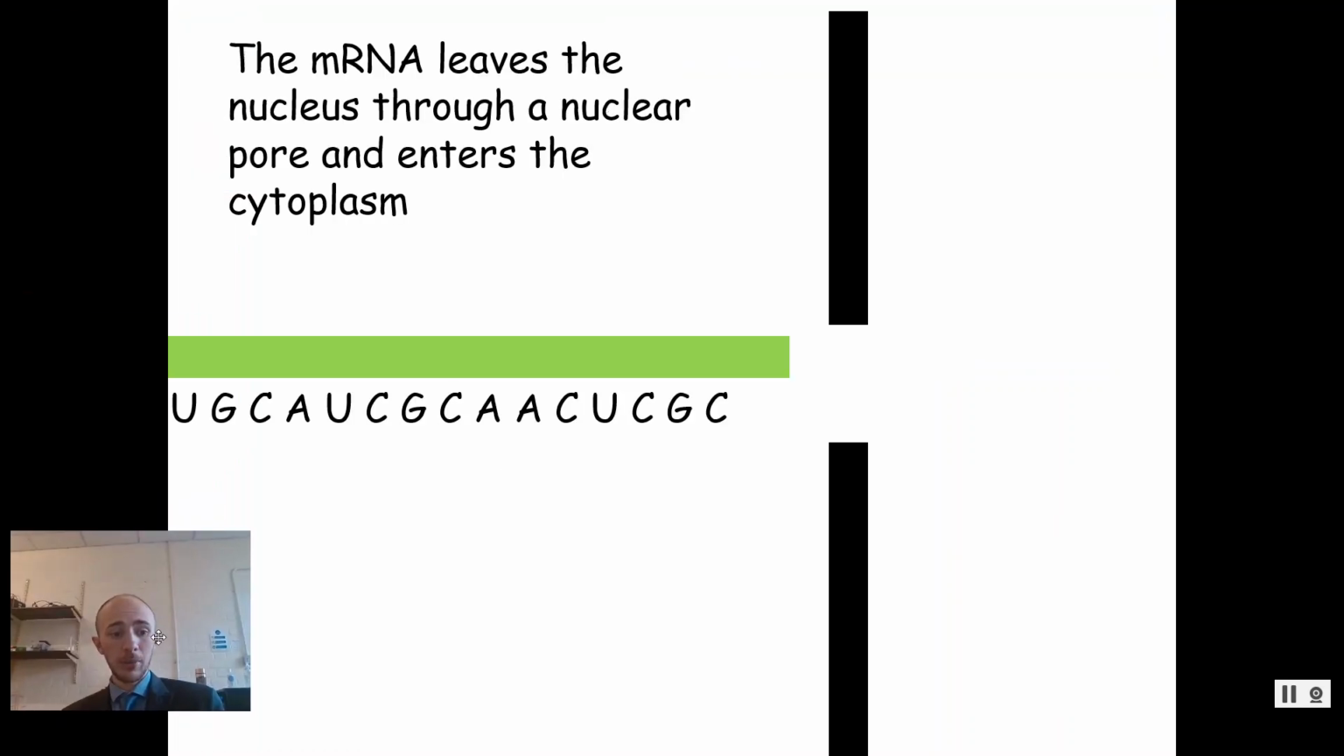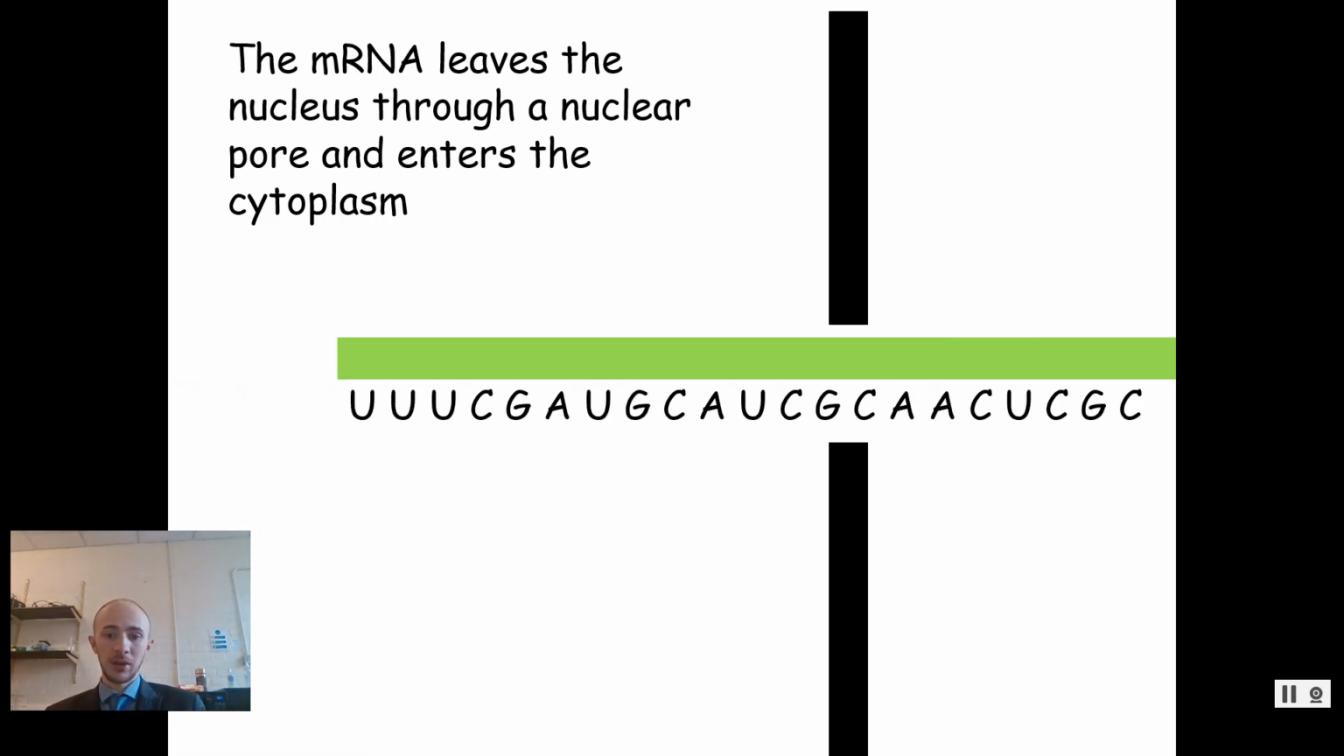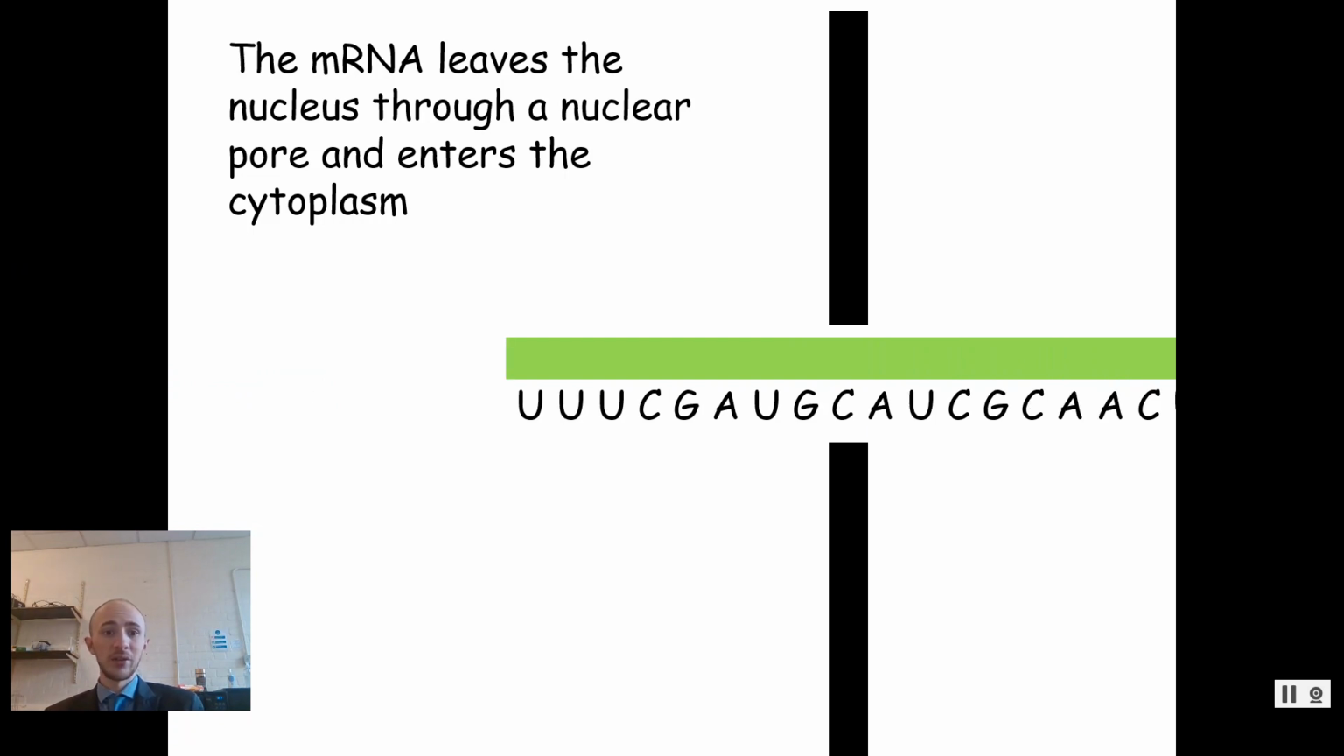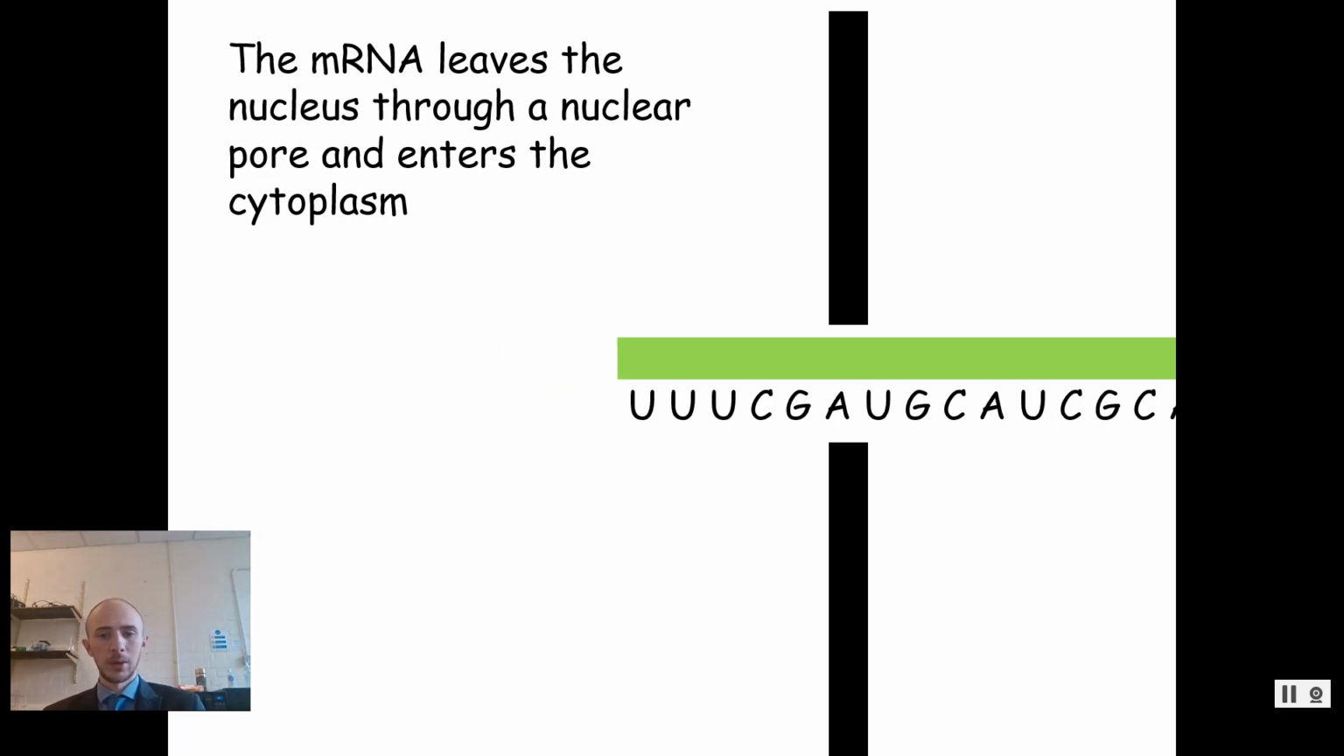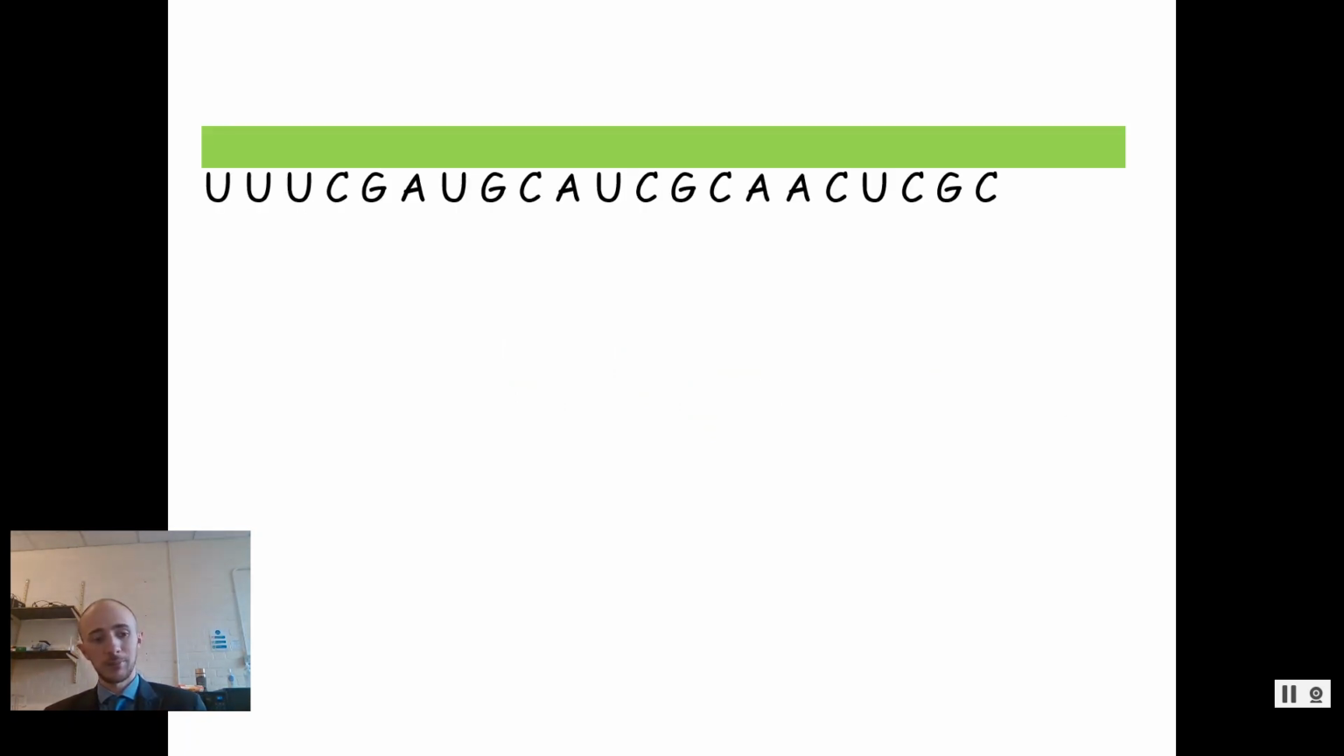Right, now let's talk about the actual process of translation. You start off with a piece of mRNA which leaves the nucleus through a nuclear pore. If you like to take notes here, you're welcome to, but you have to pause me as we go along. So it's going to leave the nucleus through the nuclear pore into the cytoplasm.